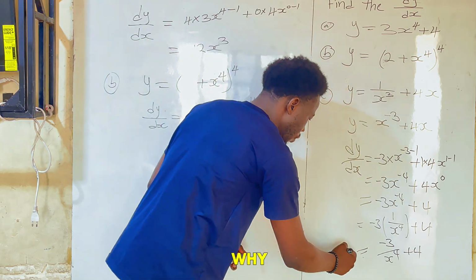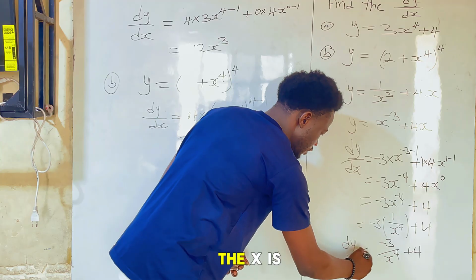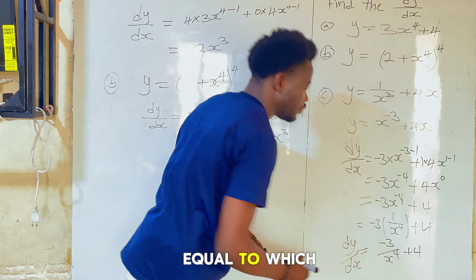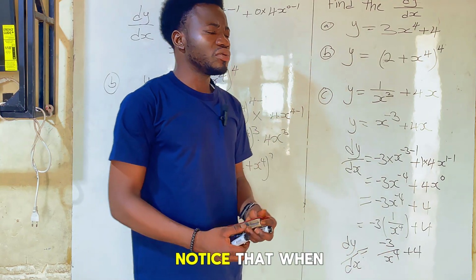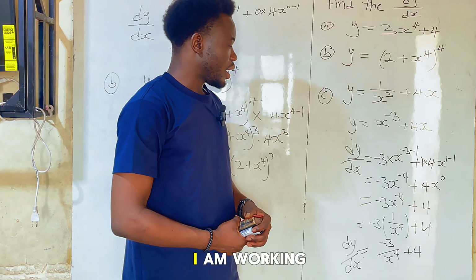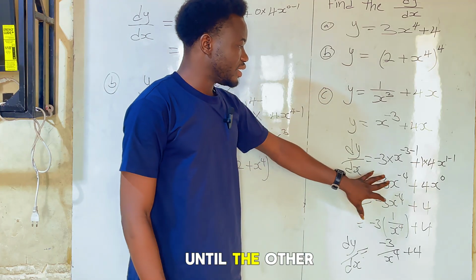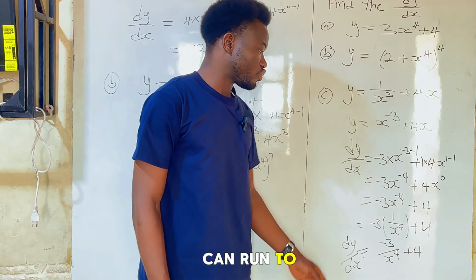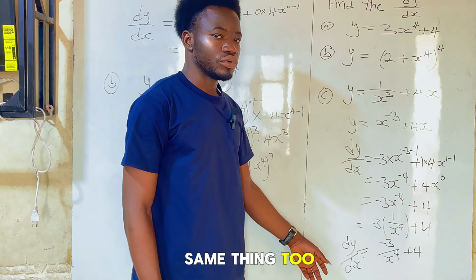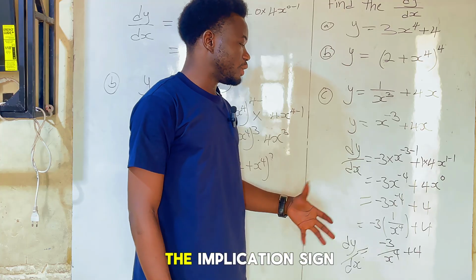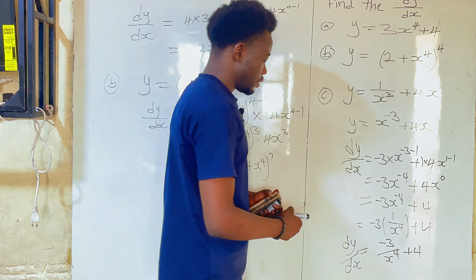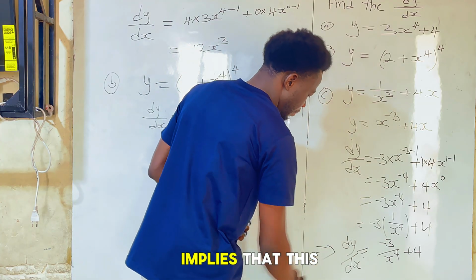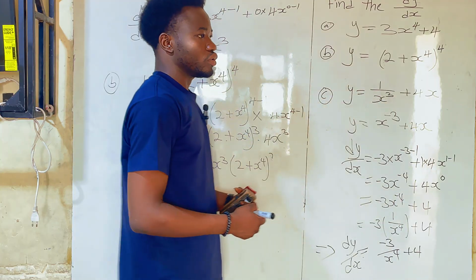So my dy dx is equal to this. Now notice that when I am working until the other side is going to be different, the equal sign can run on. I don't have to write the same thing too. Right? If I'm writing the implication sign, I can put, it implies that this is equal to.